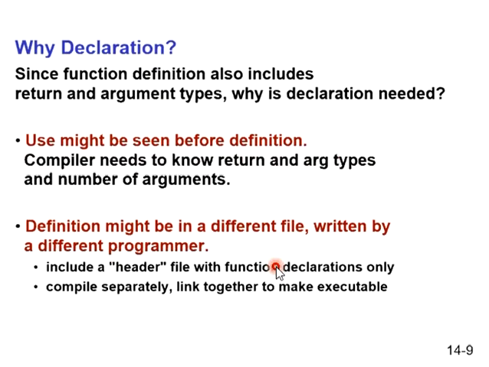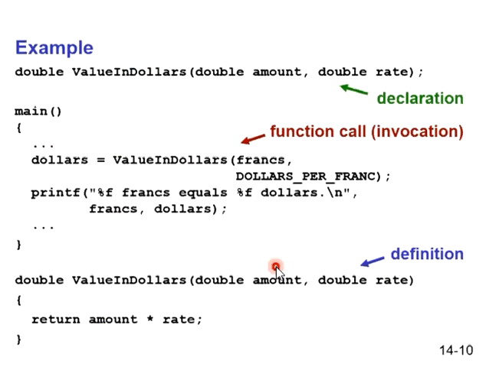And also, you need to write the prototype for C to check the number of arguments, the data type for the return value, and the data type for the arguments that you want to pass to the function. For example, over here now, I give you the main function. Above it, you have the function double value in dollars. Over here, we pass 2 arguments. Over here is the definition, and over here you call it.